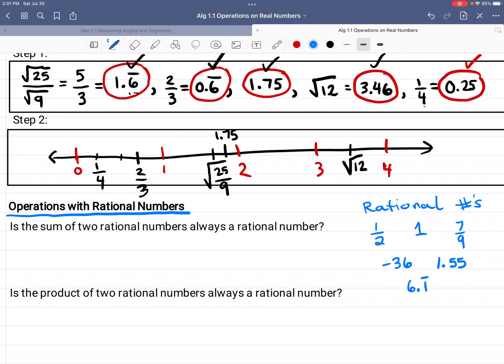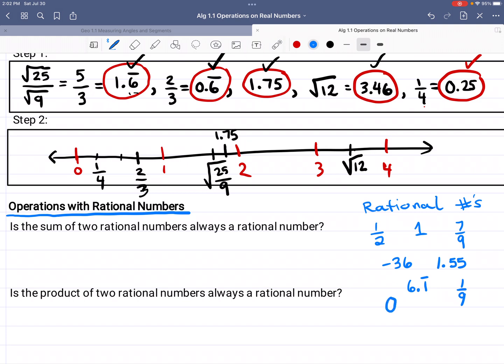6.1 repeating. So it goes on and on, 1, 1, 1, 1, 1. It repeats and it never ends. But because it's repeating, it's rational. It can be written as a ratio. It can be written as a fraction because the number 0.1 repeating is actually 1/9. And you can check that in the calculator by doing 1 divided by 9. So these are rational numbers.